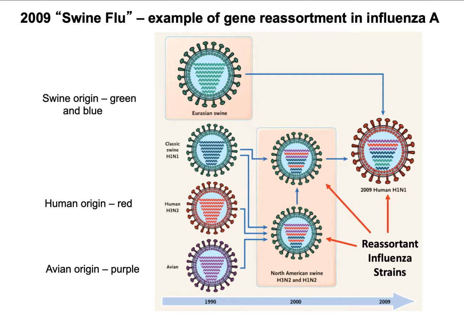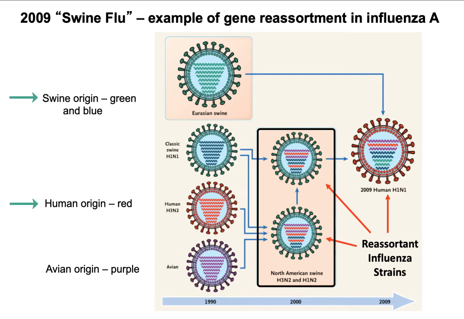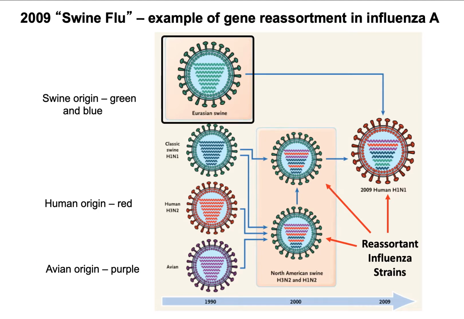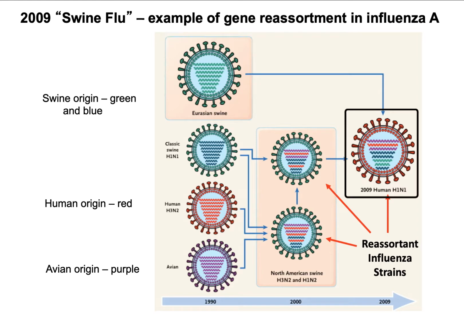And this is what the 2009 H1N1 was. Somewhere back in around 2000, there were some reassortants that had H3N2 and H1N2, and the origins of the fragments were from swine, human, and avian. And then in 2009, these mixed with a Eurasian swine strain and became the 2009 H1N1.